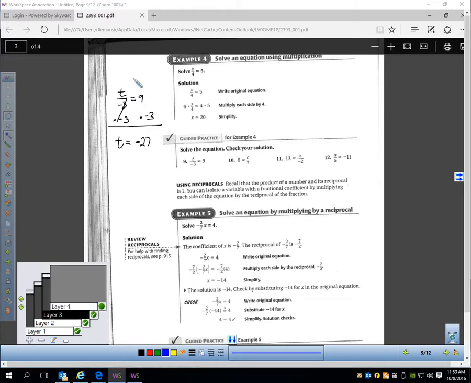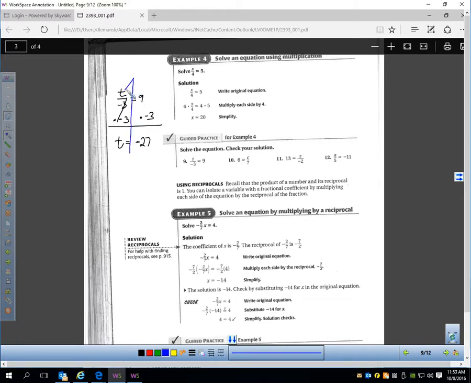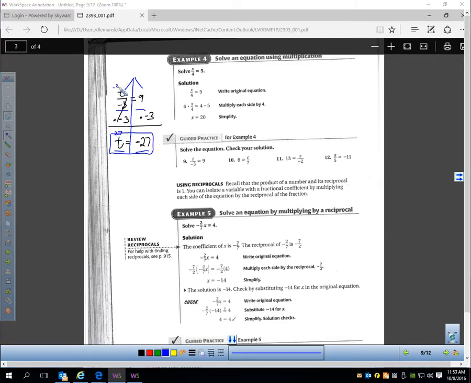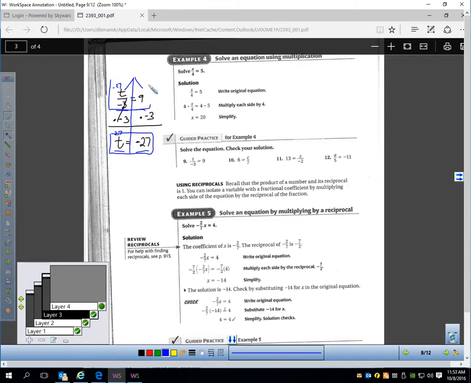Can you see how my balance scale is staying balanced? My equation was equal to start, and when I multiply each side by the same amount, I still have two equal amounts. If I put negative 27 in here, I get a true statement. And if I put negative 27 up here, I also get a true statement, because negative 27 divided by negative 3 does give me 9.